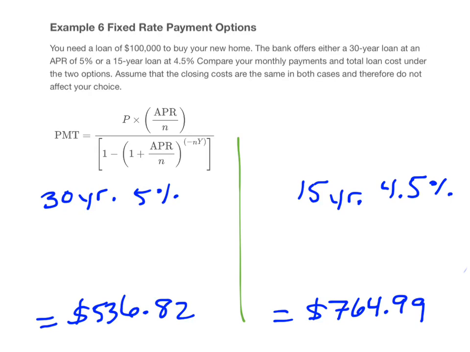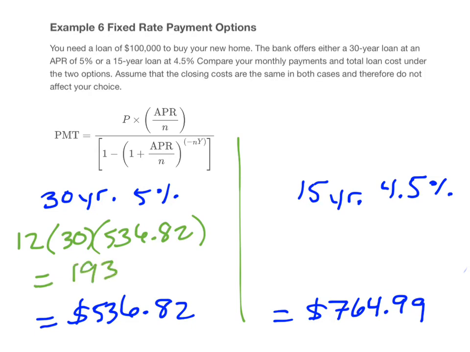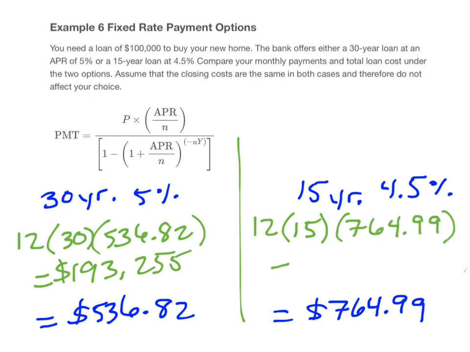So on the one hand, we're paying 12 payments per year for 30 years in this amount, $536.82, and that turns out to be $193,255. And then on the other hand, 12 payments per year for 15 years with that slightly higher amount, and that works out to be $137,698.